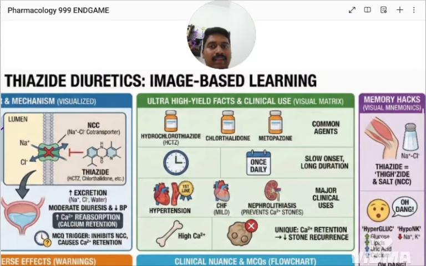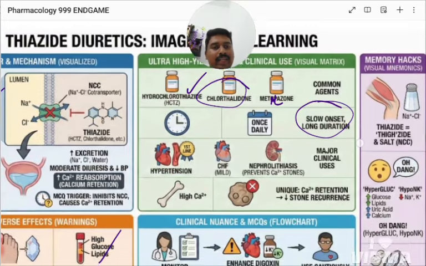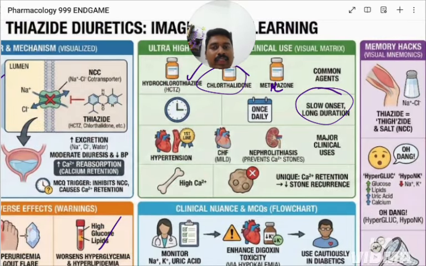So which are the drugs we have under thiazides? One is hydrochlorothiazide, chlorthalidone, and metolazone. These are three common agents. Its onset is slower than loop diuretics, and it acts for a longer duration. It is the first line of treatment for hypertension. I told you A, B, C, D; in that, D is diuretic, that is thiazide diuretic.